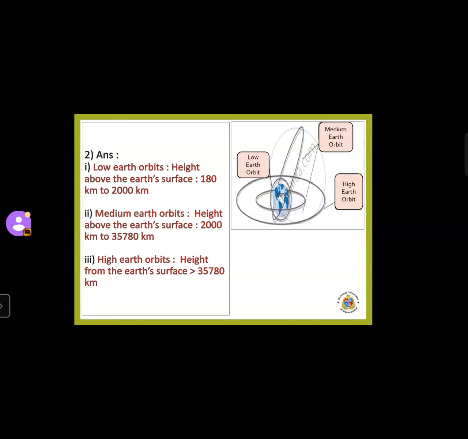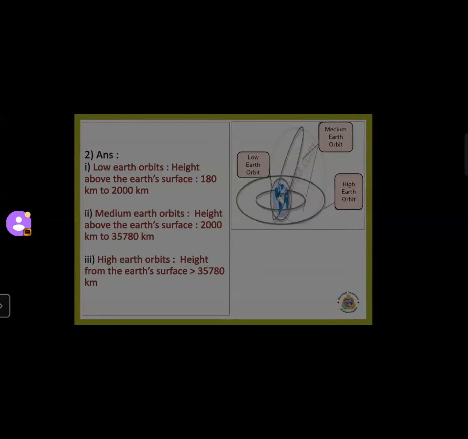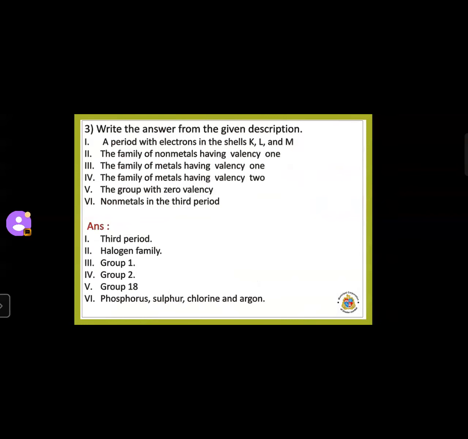And the heights of those orbits from the surface: the low Earth orbit is 180 to 2000 kilometer, medium is 2000 to 35,780 kilometer, and high Earth orbit is greater than 35,780 kilometer. Now next part of question number 3 is write the answer from the given description.